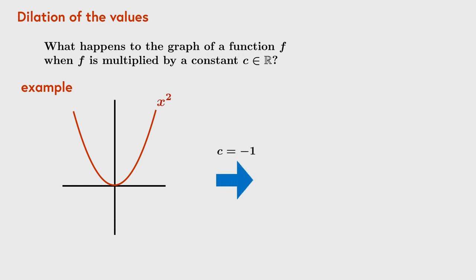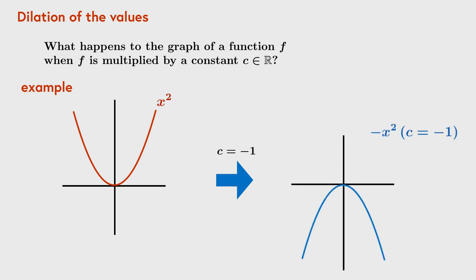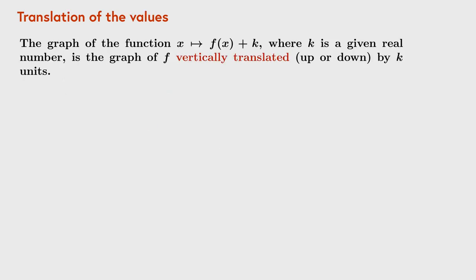What about negative constants? What if the graph of this function were multiplied by minus 1? In that case, the graph of the new function would be reflected relative to the x-axis. Whatever was positive becomes negative. That would be the graph of the function minus x squared.